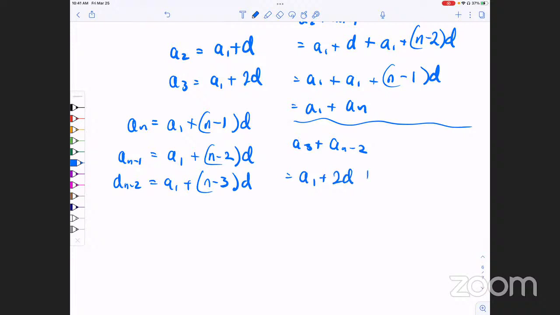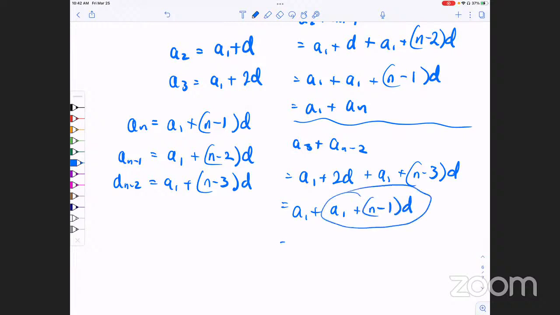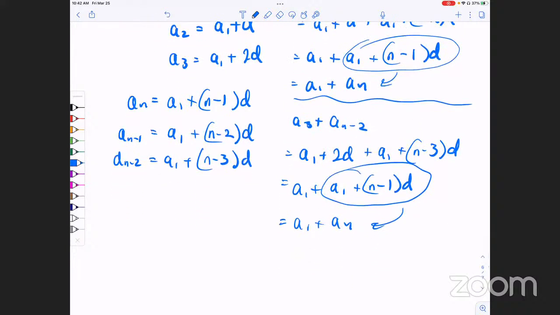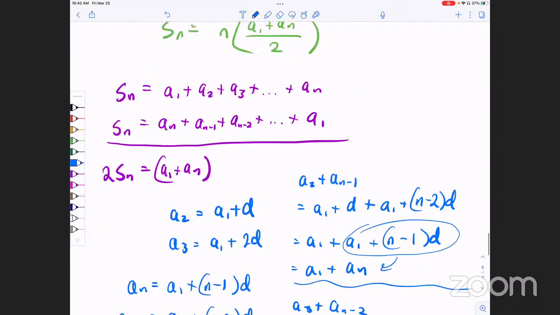an minus 2 is going to be plus a1 plus n minus 3 times d. That first a1, I'm just going to bring down, and I'm going to rearrange the second one. n minus 3 plus 2 gives you n minus 1 times d. And again, this here is just an. So all of these combinations end up being a1 plus an.